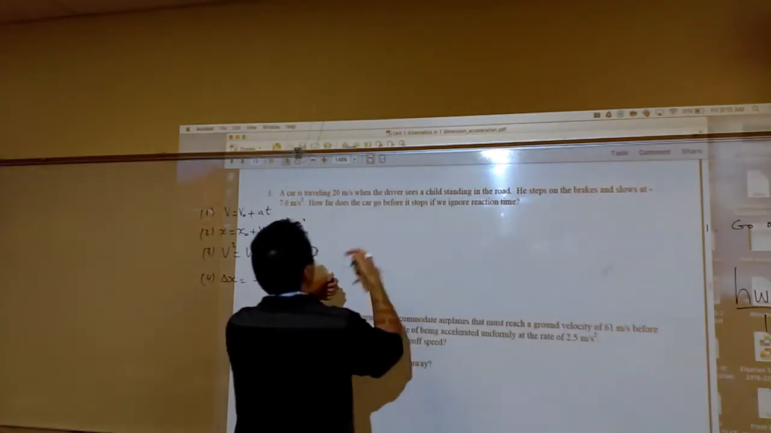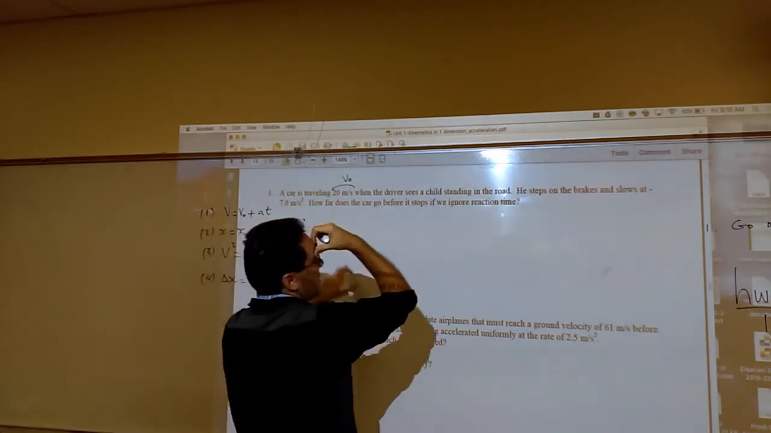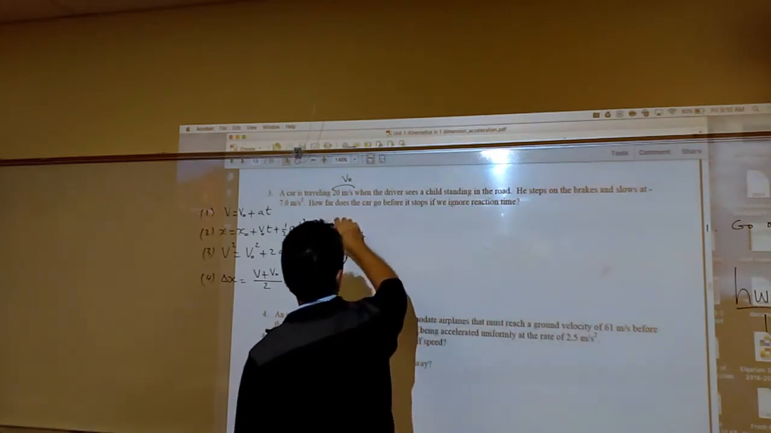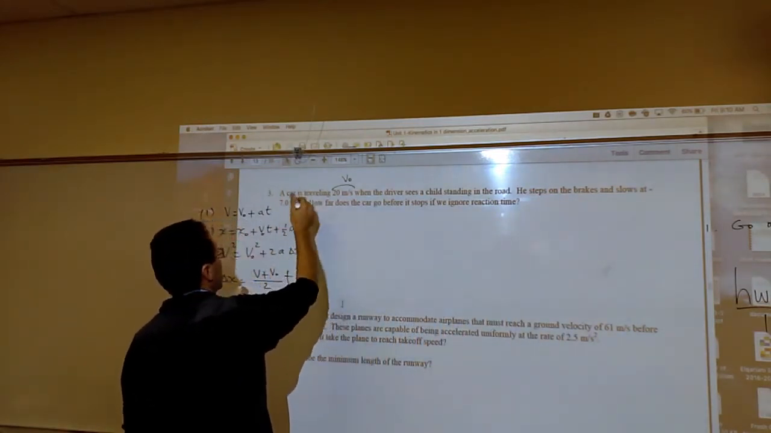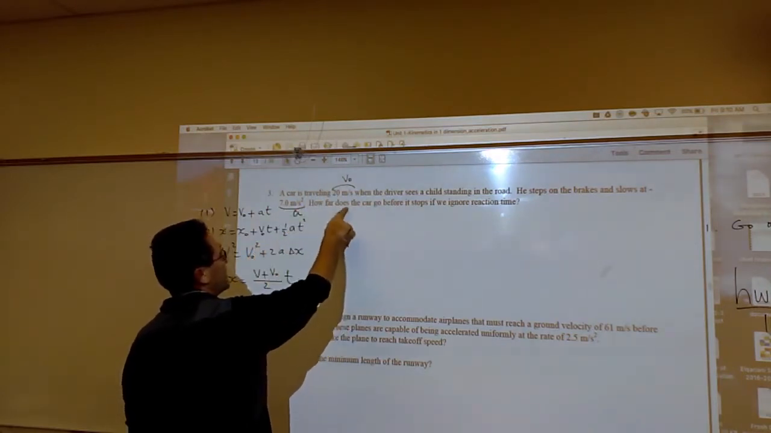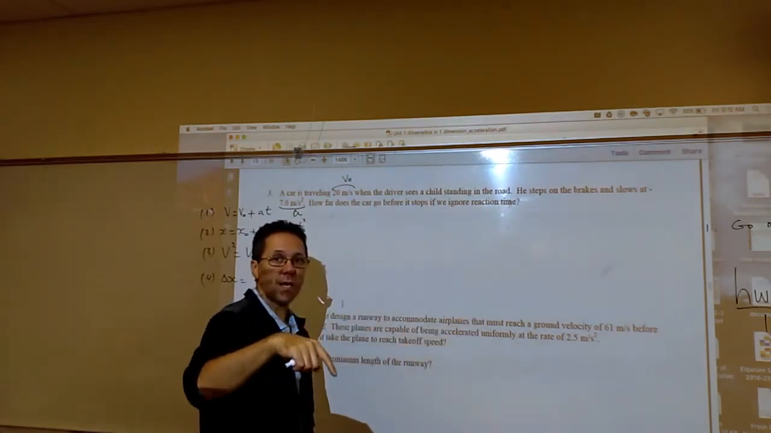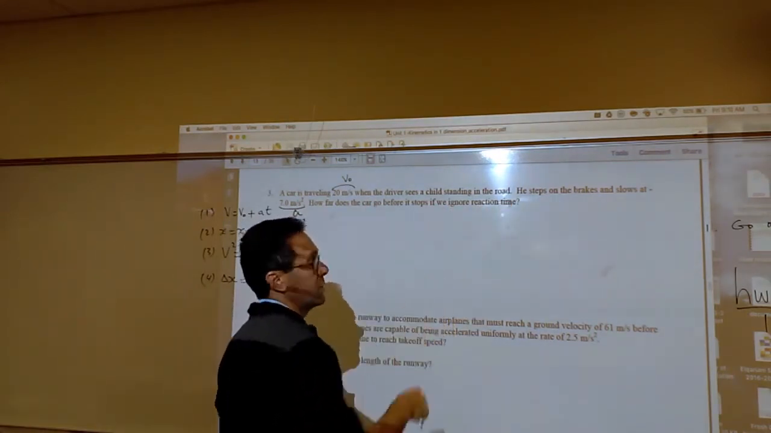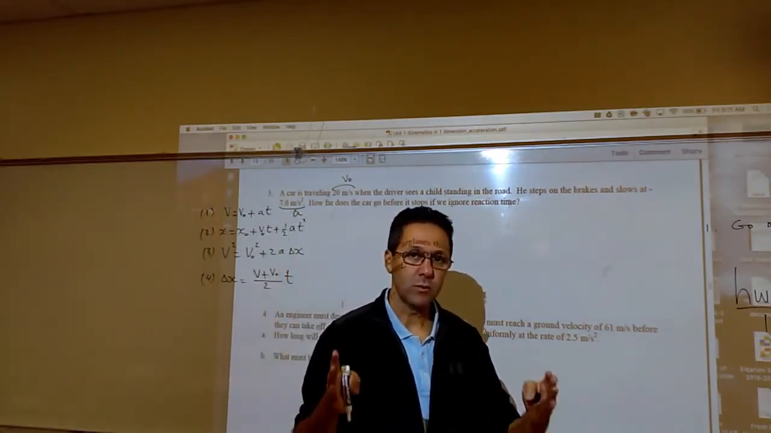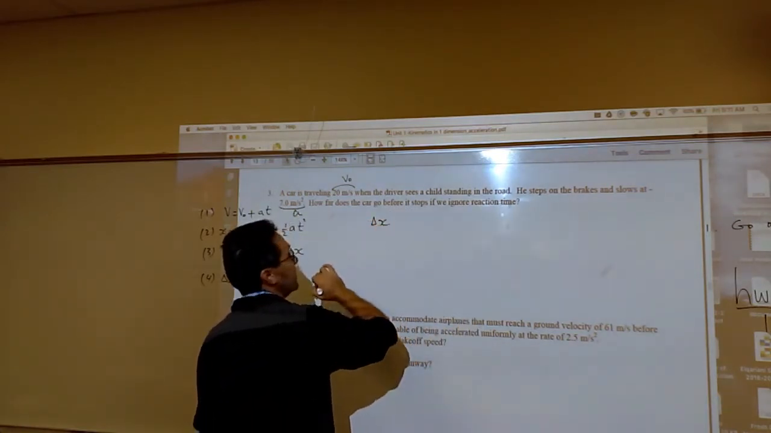Okay, a car traveling at this speed, so that's your initial, okay? When the driver sees a child standing in the road, he steps on the brakes and slows at negative 7 meters per second squared. So even if it says 7, you have to make it negative. So this is the acceleration. How far does the car go before it stops? We ignore reaction time. We'll do some reaction time problems later, where we have to consider the reaction time, because there will be a certain distance traveled while he's reacting. So we're looking for the delta x.